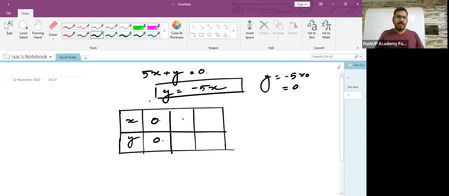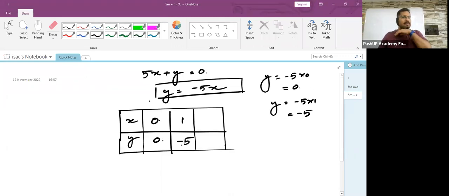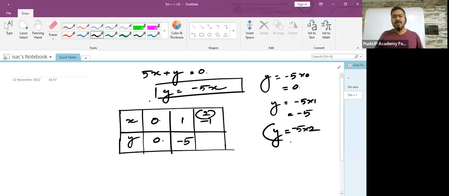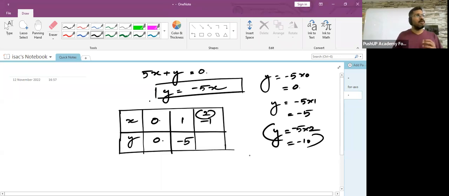Now, let's take the next value of x. Shall I take 1? So if x is equal to 1, y is equal to minus 5 into 1, which is equal to minus 5. Okay, I'll write here minus 5. Shall I take the value of x as minus 1? Because I don't want to get a very big value for variable y. Imagine, children, you all must be wondering why I did not take the value of x as 2. The reason is I would have got y is equal to minus 5 into 2, that is equal to minus 10. I would have got a very big value.